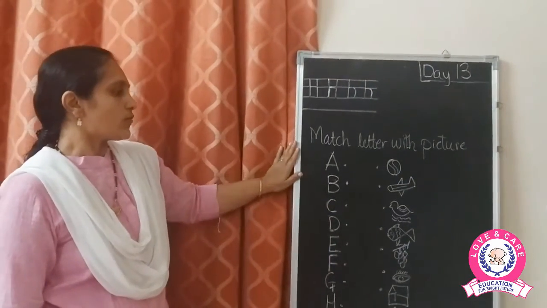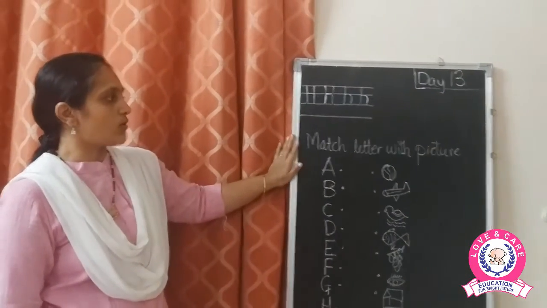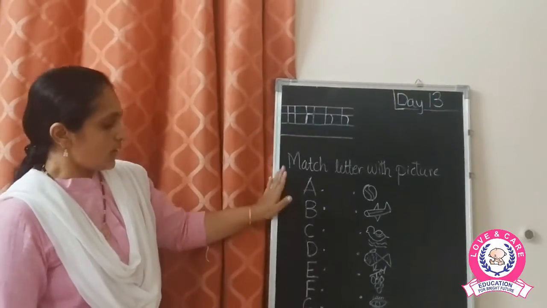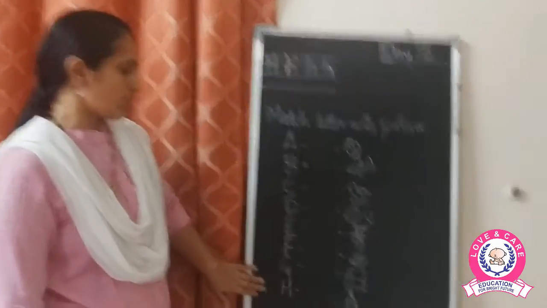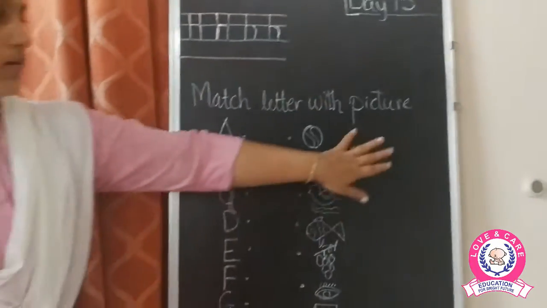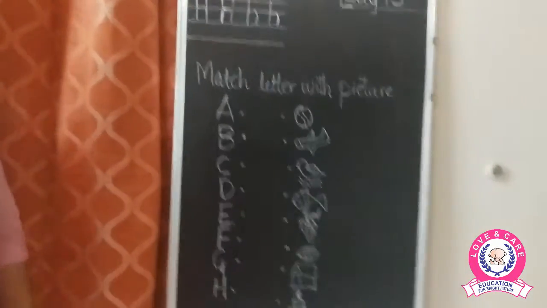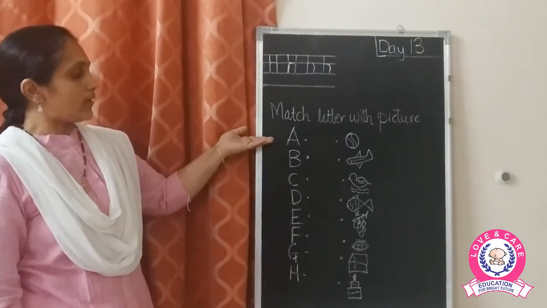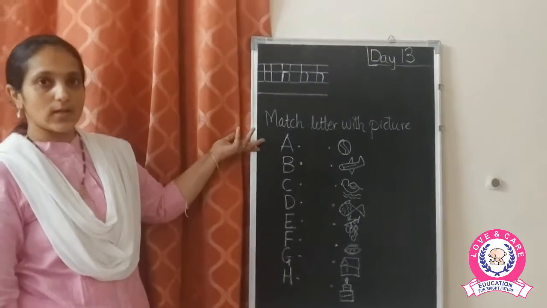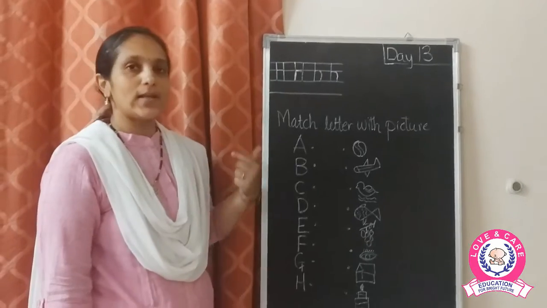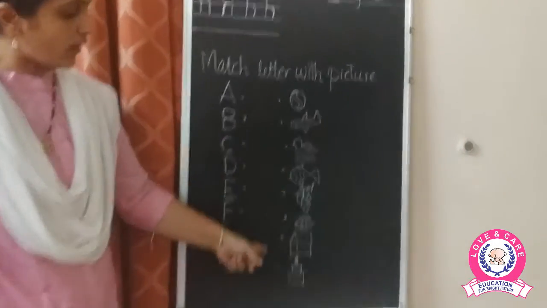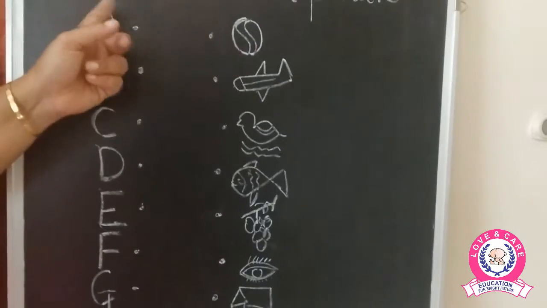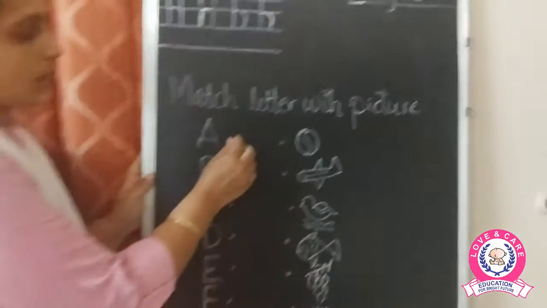Now, just for revision, I am going to match letter with the picture. On this side I have written the letters, and here I have drawn the objects. We have to say, with the letter A, which picture will start with the letter A. So here you have to find first. What is that? A for aeroplane. So you can see the picture of aeroplane.